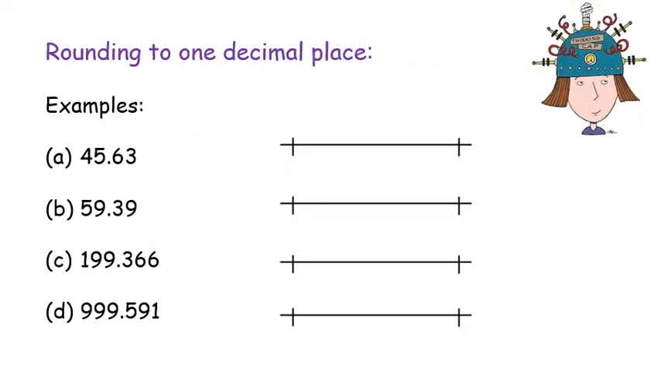Now let's look at rounding to one decimal place next. So 45.63. We need to decide if that is closer to 45.6 or 45.7. Now 45.63 is less than 45.65. That would have been in the middle there. It's around about here. Okay, so to one decimal place, that would be closer to 45.6.